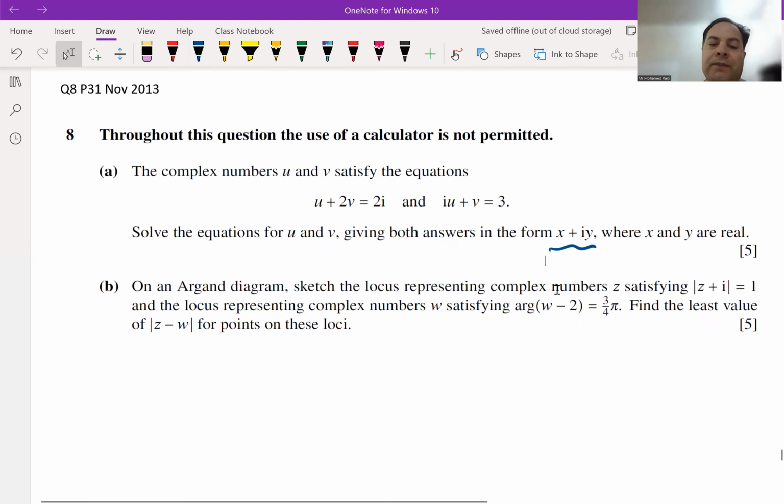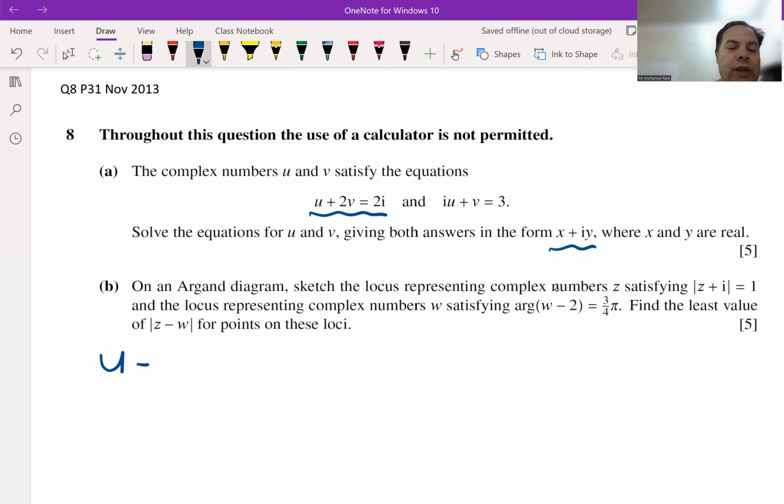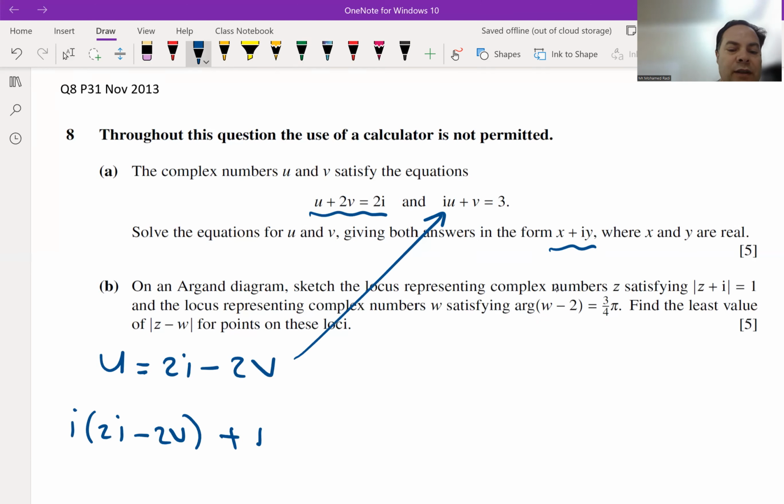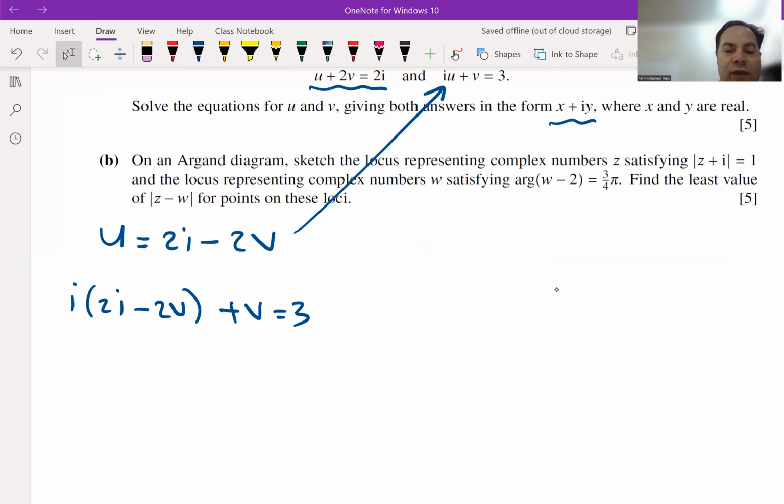Without using the calculator, we can solve the two equations simultaneously by using the elimination method or the substitution method. If we start with the substitution method, you can get u as the subject from this equation: u is equal to i minus 2v. Then substitute in this equation, remove u and write i minus 2v, plus v is equal to 3. Now you can continue and solve this equation to get v.